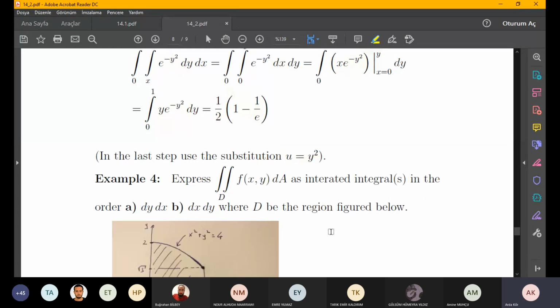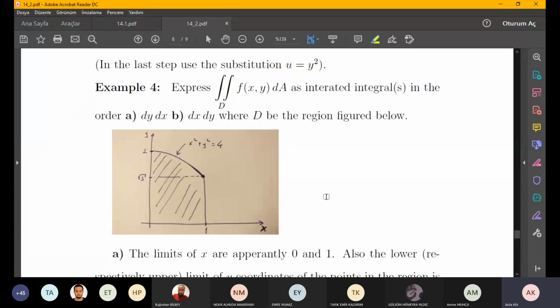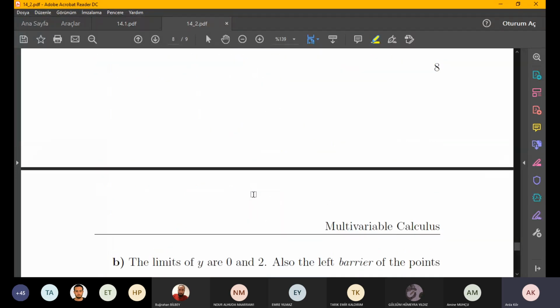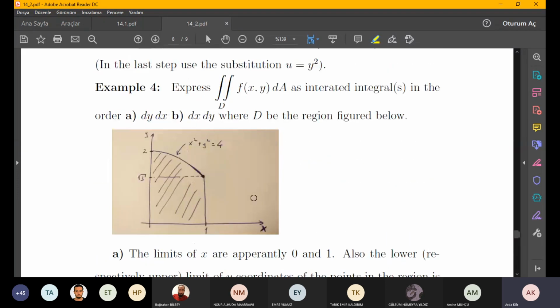And I guess this is the last example. Yes, okay. We will try to express the double integral of f over D as iterated integrals in the order first dy dx, and after that dx dy, where D is the region which is given in that figure, the shaded region here.